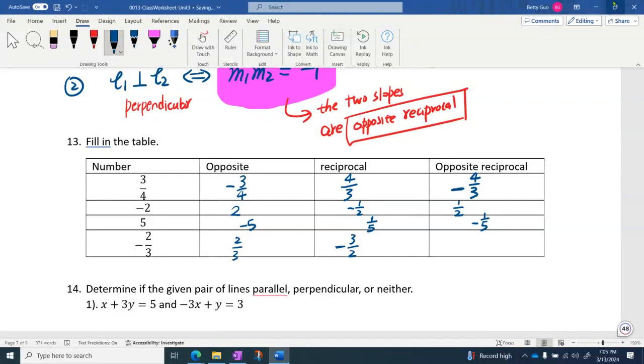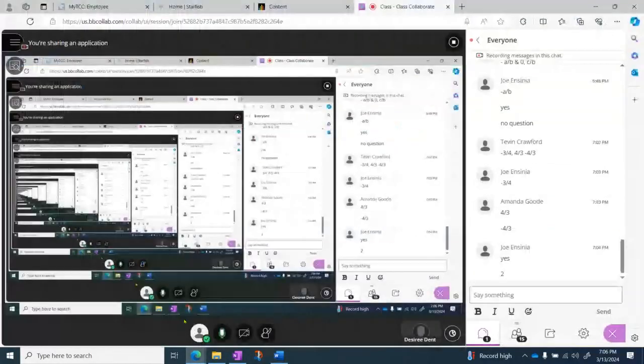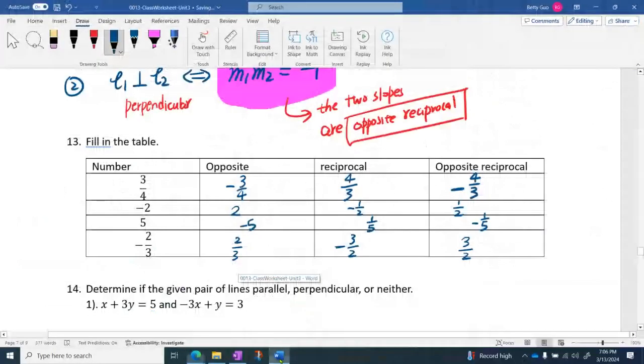Opposite reciprocal, positive 3/2. Okay? Any questions about this table? Any questions about this table? Okay, awesome. Now let's look at here.